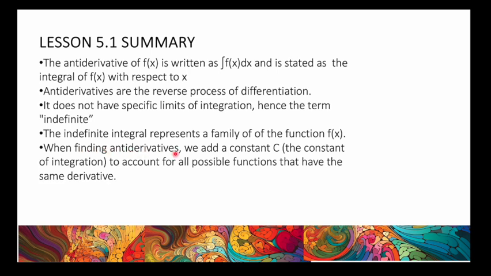When finding the antiderivatives, we add a constant c to account for all possible functions that have the same derivative. And that's what I talked about at the beginning. You could have x squared plus 1. You could have x squared minus 5. You could put any constant at the end of that. And when you take the derivative of those, you're going to get the same derivative because that constant is going to disappear.